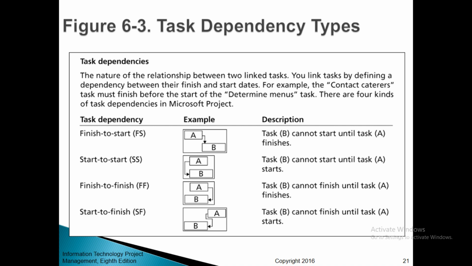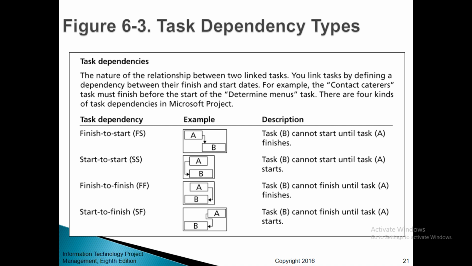Figure 6-3, task dependency types. Task dependencies are the nature of the relationship between two linked tasks. You link tasks by defining a dependency between their finish and start dates. For example, the contact caterers task must finish before the start of the determine menus task. There are 4 kinds of task dependencies in Microsoft Project.